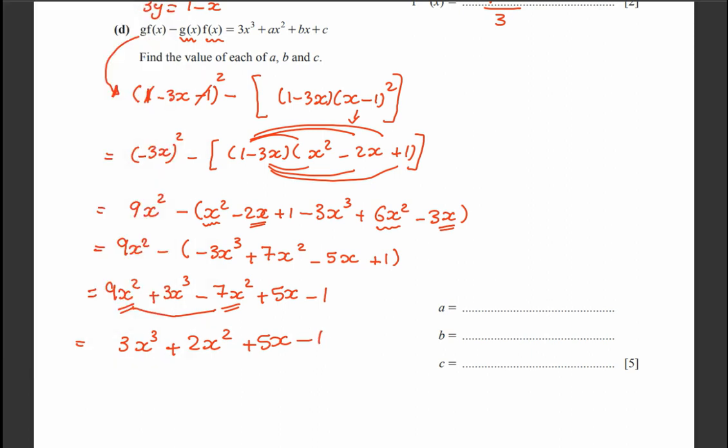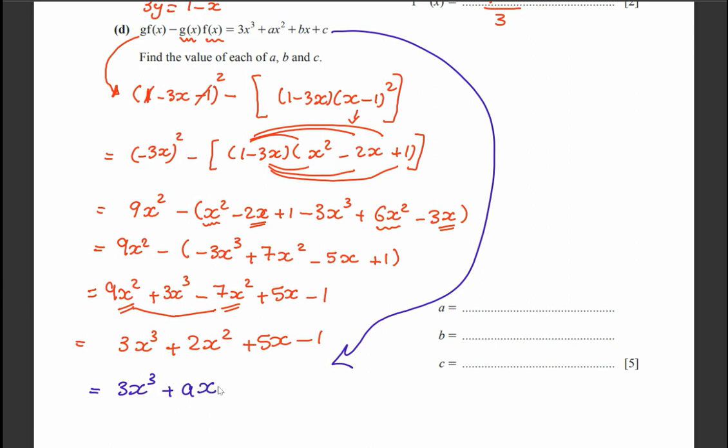Then go to the question here. It was 3x cubed, yes, plus ax squared plus bx plus c. So you can see from here that a equals 2, b equals 5, and c equals negative 1.